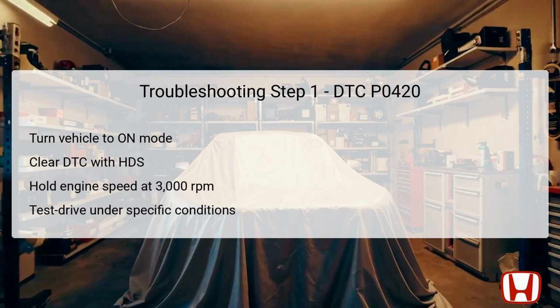Maintaining a vehicle speed between 45 to 75 miles per hour and using cruise control to monitor performance at consistent speeds. This comprehensive approach ensures that all variables affecting the catalyst efficiency are considered.